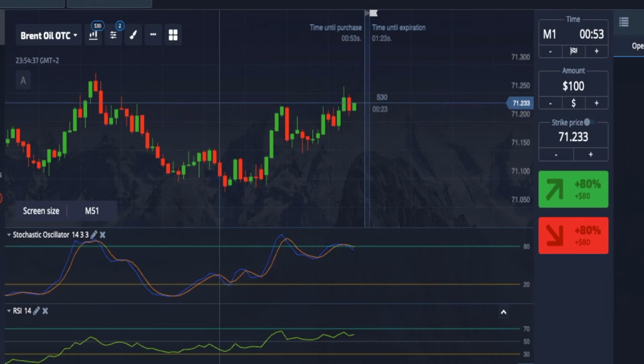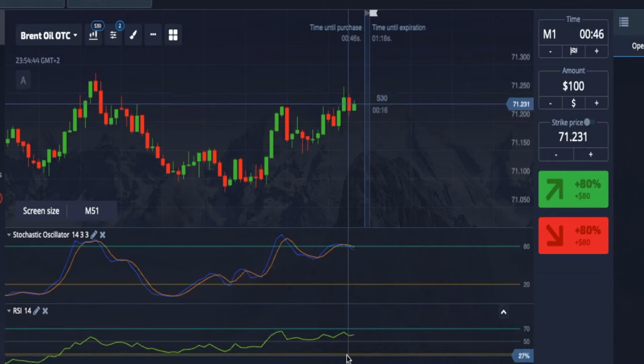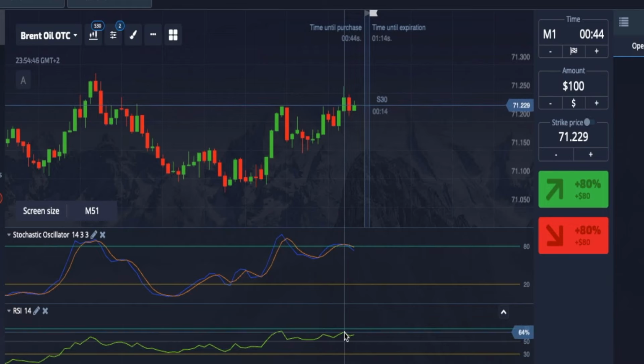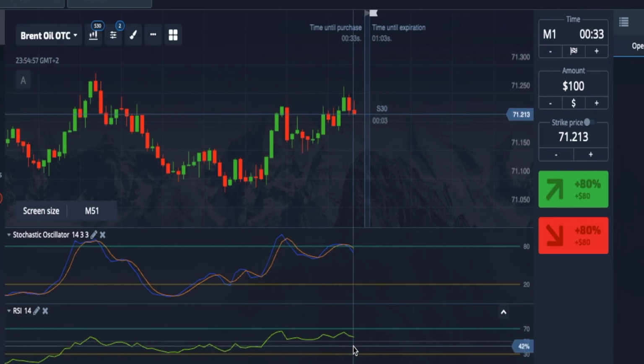So for the RSI, when it's touching the 70, again, we're looking for the same overbought situation where we take a sell, and when it's down here and it's touching the 30, we're not in this particular example, but when it's touching the 30, it's oversold and we're looking to take a buy. Let's see how these trades play out.